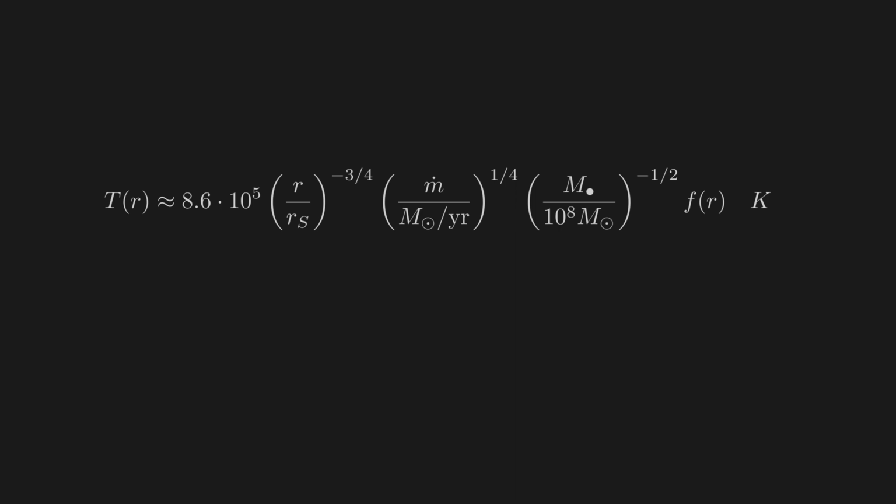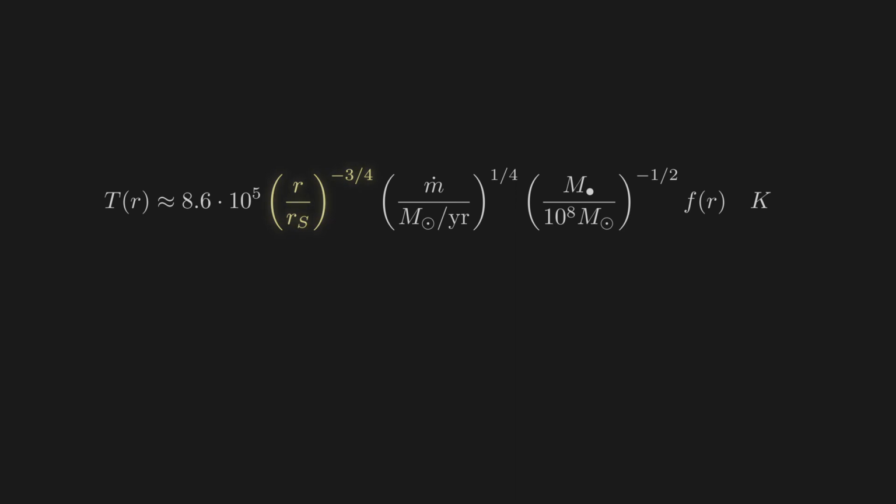Scaling relations are often written in this form, where you have a value in front multiplied by different quantities, and each of those quantities is divided by a typical value and then raised to some power. This may sound a bit vague, so let's go over each of these factors and see what this means for our temperature. First off, we can see that the temperature scales with r to the power of minus 3/4. So the further we go out into the disk, the lower the temperature is.